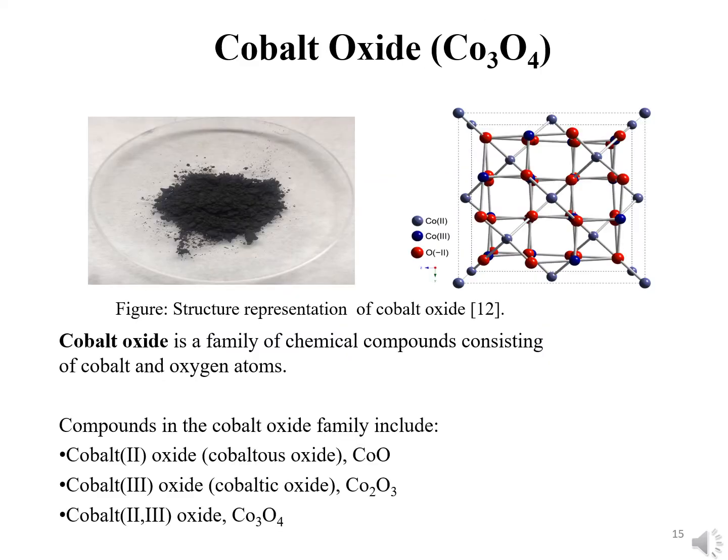Now moving further ahead, the next one is thermochemical heat energy storage with the help of cobalt oxide, Co3O4. The schematic diagram represents the structure of cobalt oxide. Cobalt oxide is a black antiferromagnetic solid material. It adopts the normal spinel structure with Co2+ ions in tetrahedral interstices and Co3+ ions in the octahedral interstices of the cubic close-packed lattice of oxide anions. Moreover, cobalt oxide generally consists of cobalt and oxygen atoms, and the compounds in the cobalt oxide family include cobaltous oxide CoO, cobaltic oxide Co2O3, and cobalt oxide Co3O4.